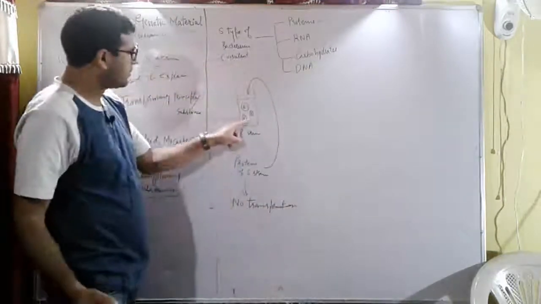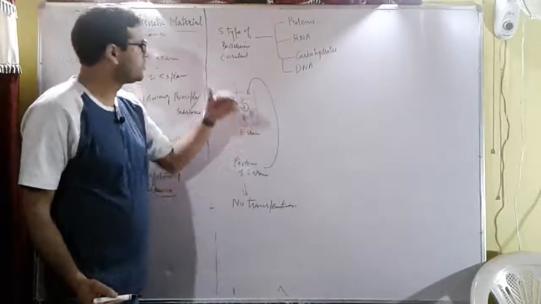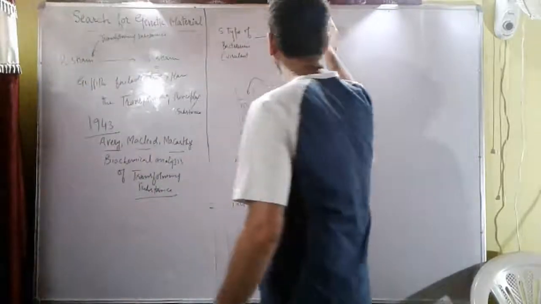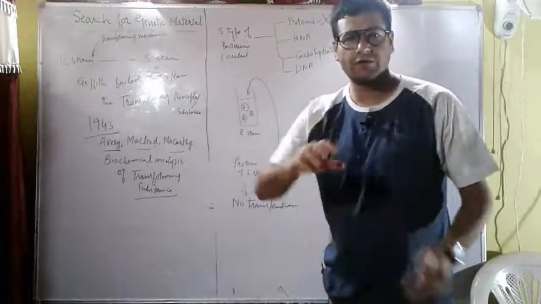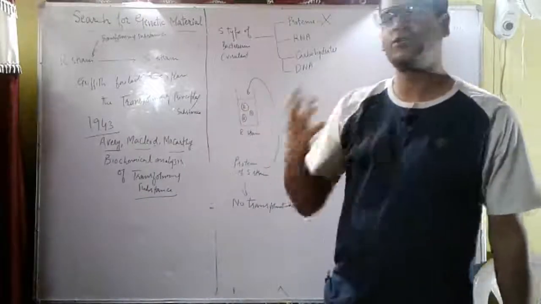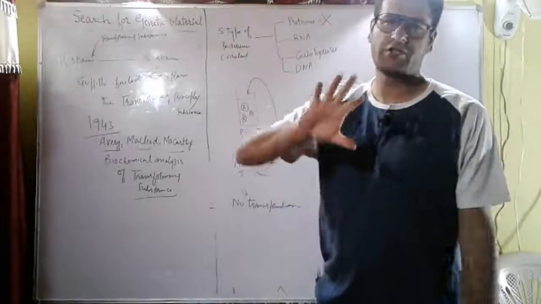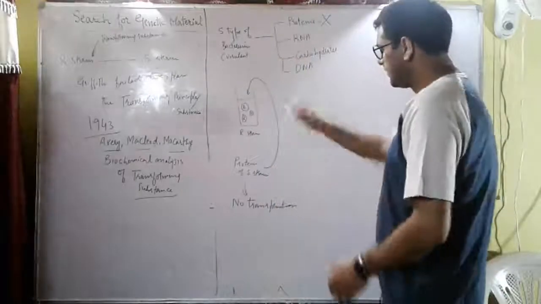That is, R strain doesn't get transformed, doesn't get changed into the S strain. So it means that protein is not the transforming substance, because proteins have not changed the R strain of bacterium into the S strain. So protein is not the transforming substance, transforming principle.